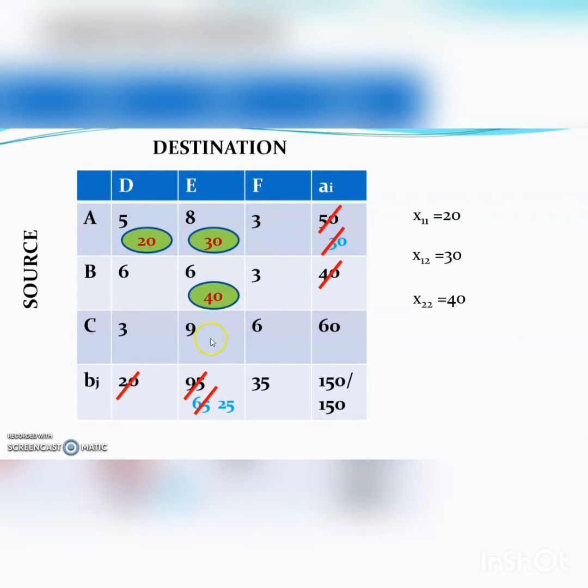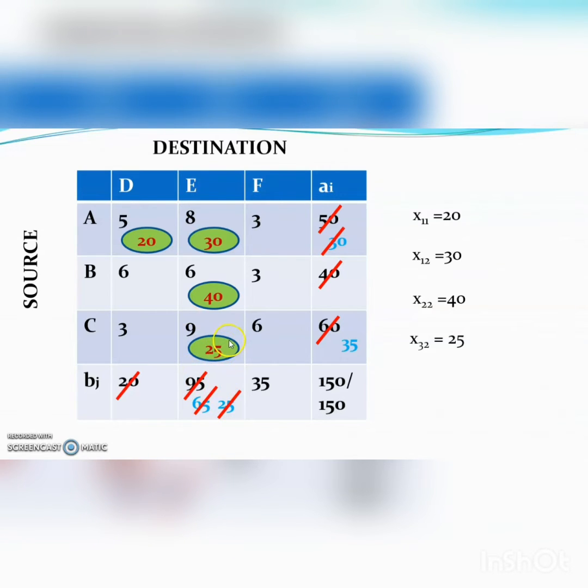Again we move downward and allocate to the cell 3, 2. Here the availability is 60 units and the requirement is 25 units. So we give in this cell 25 units, that is, x32 is equal to 25. Now the availability at this source is reduced to 35 units and the requirement of this destination is exhausted.